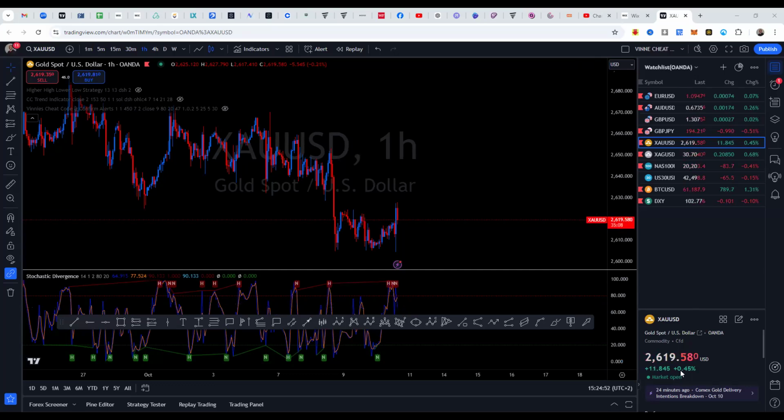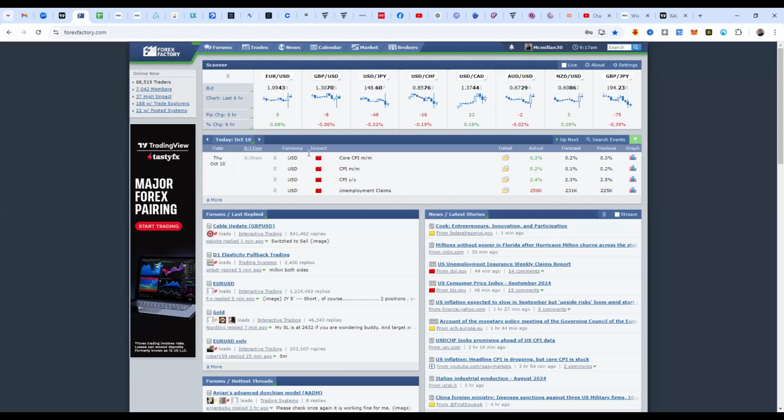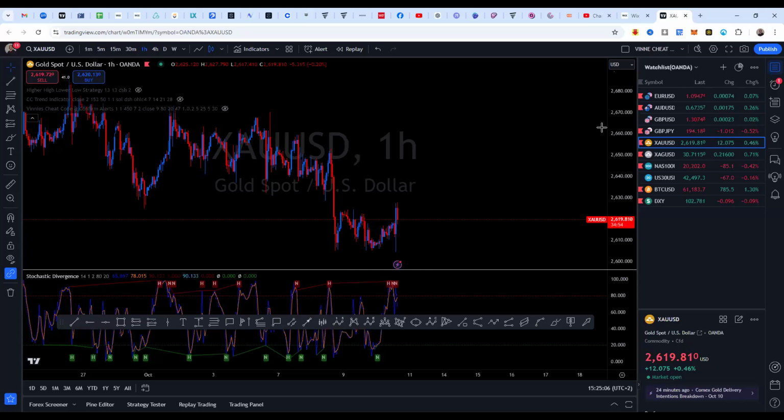Let's go ahead and get started on the G.S.A strategy. As we can see, we had CPI today. We didn't trade that today. Hopefully, we'll be able to trade that next month, but that was at 8:30. So, let's go ahead and get started.